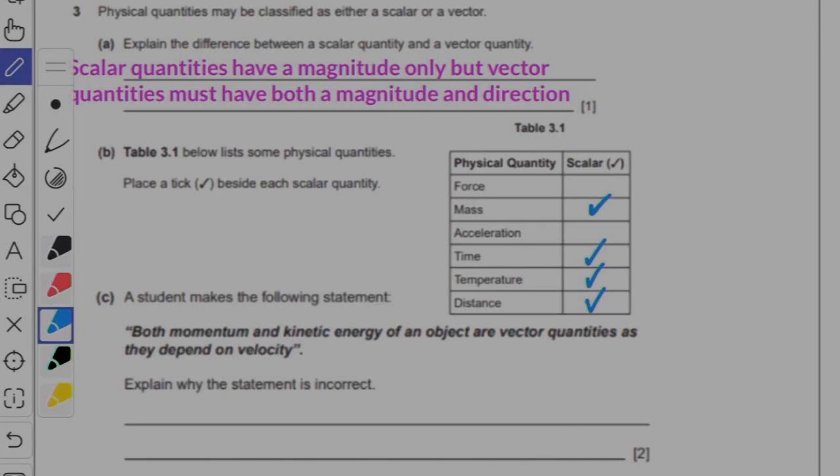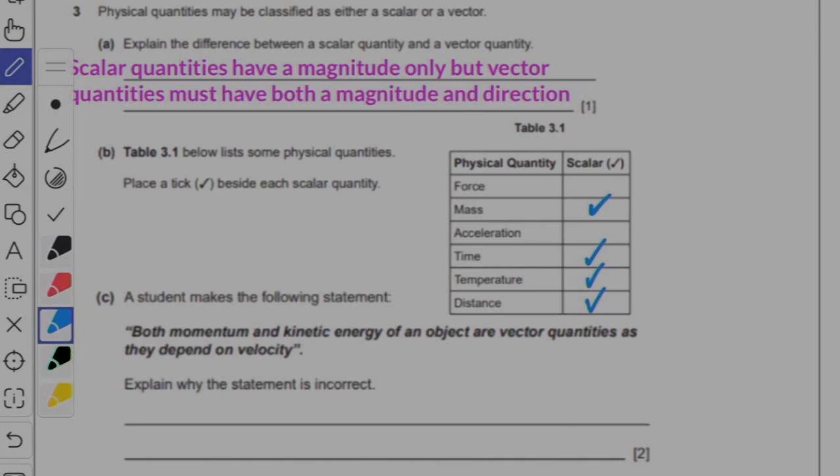Part C then, a student makes the following statement. Both momentum and kinetic energy of an object are vector quantities as they both depend on velocity. Okay, explain why the statement is incorrect. So momentum of an object is m times v. That's fair enough, and v can have positive and negative values. If you think about a straight line, you can think of the positive values as having direction in one way up the road, and negative values having direction the other way up the road.